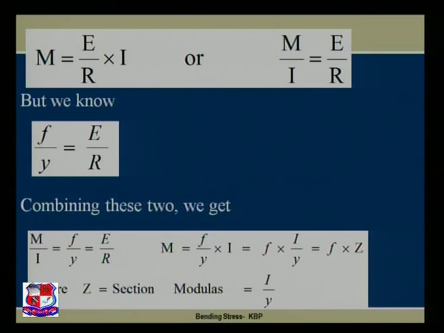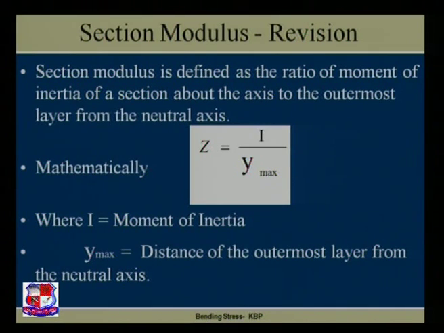We have also derived the bending equation: M over I is equal to F over Y is equal to E over R, and I wish you know all the nomenclature. What is the meaning of M, F, I, E, R and Y? We also studied the section modulus, that is Z is equal to I by Y max. It is the ratio of the moment of inertia of a section about the axis to the outermost layer from the neutral axis.